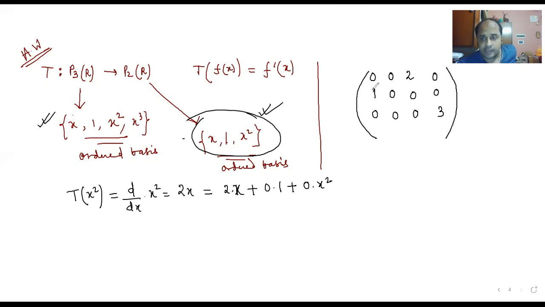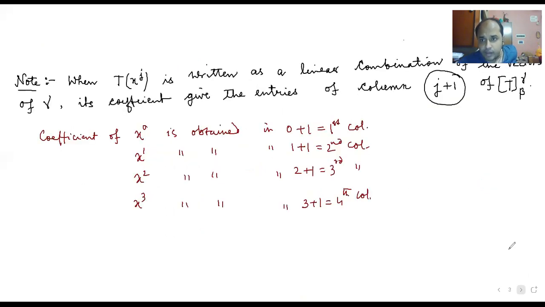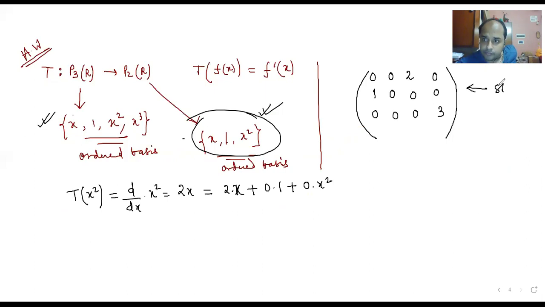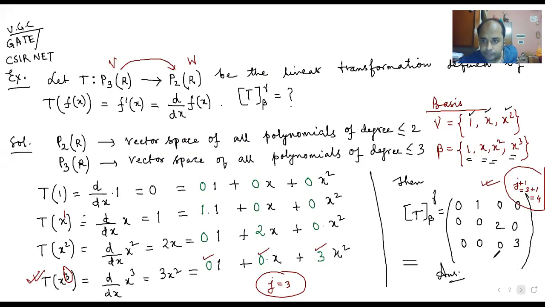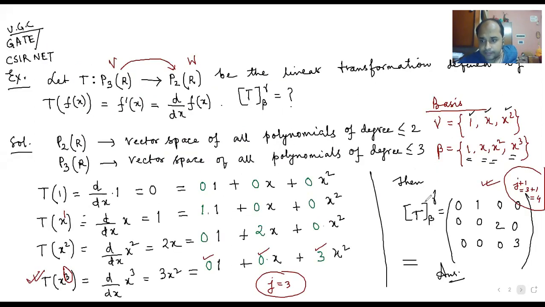Okay. Now this is the matrix that the student has got, and what was our matrix? Our matrix was 0 1 0 0. Let us write. This is the matrix of the student, and this is what the teacher has got. The teacher has got 0 1 0 0, and 0 0 2 0, and 0 0 0 3.